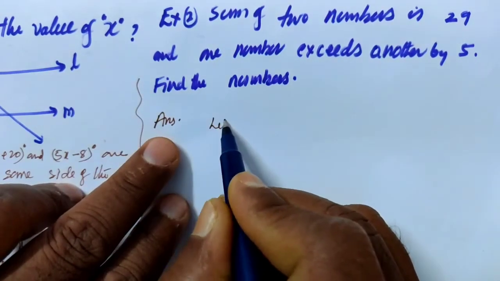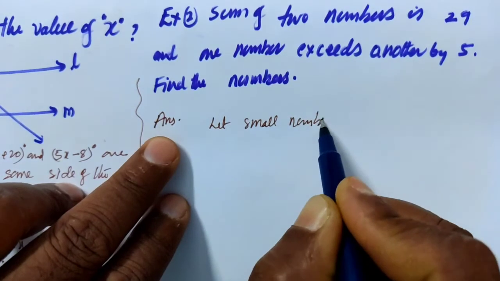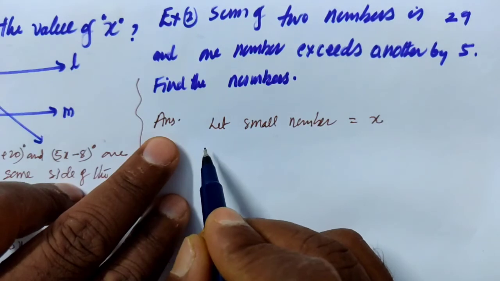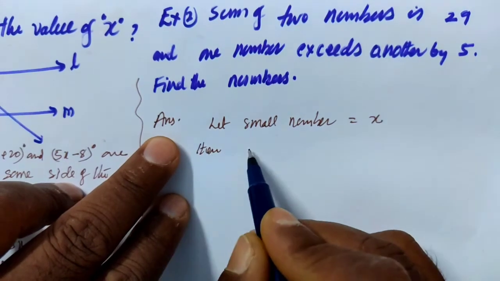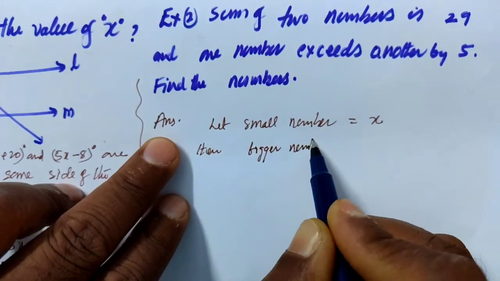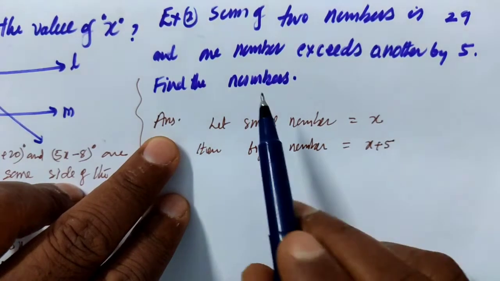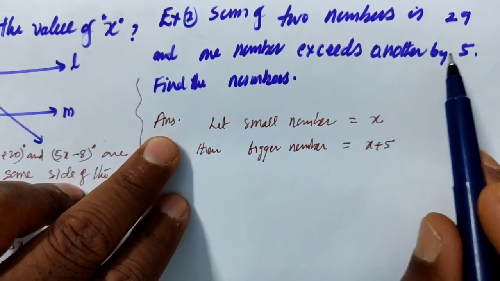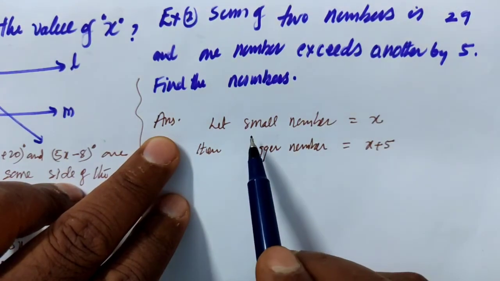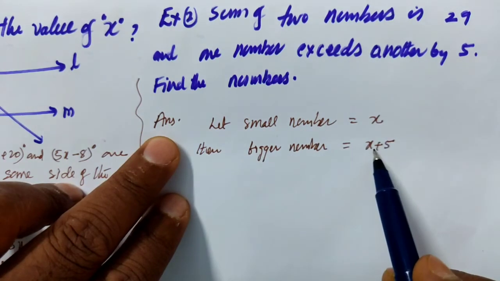So let the small number be x, then the bigger number is x plus 5, because one number exceeds the other by 5. So the difference of the two numbers is 5. If you assume the small number is x, then the bigger number is definitely x plus 5.